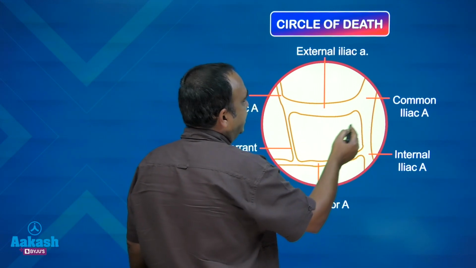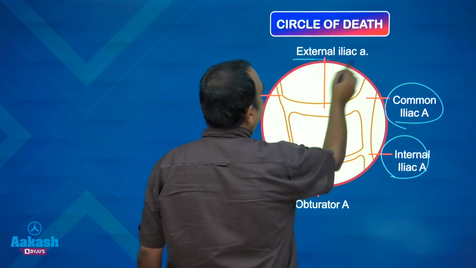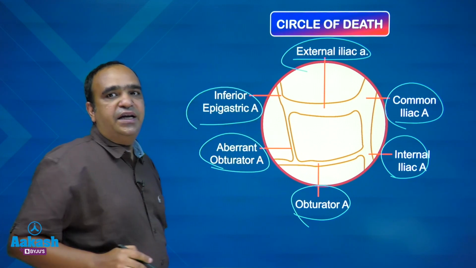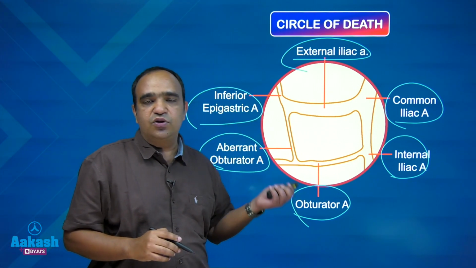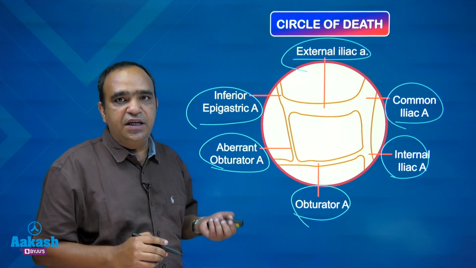And this is the arterial arcade, and the components of it: common iliac artery, internal iliac, external iliac, obturator, aberrant obturator, and inferior epigastric artery. So these are the important triangles in the surgical anatomy of TEP.